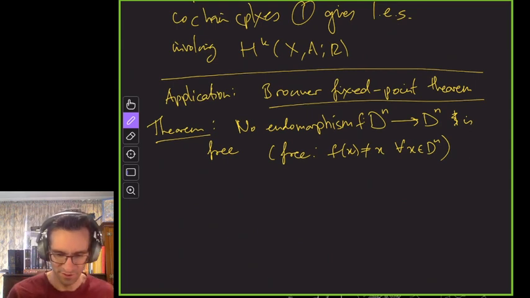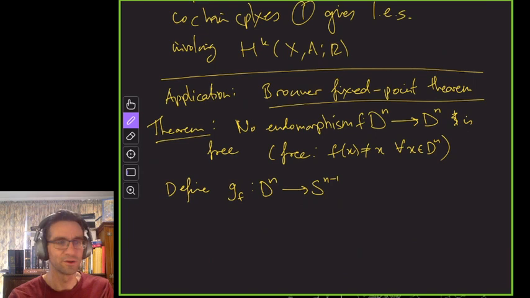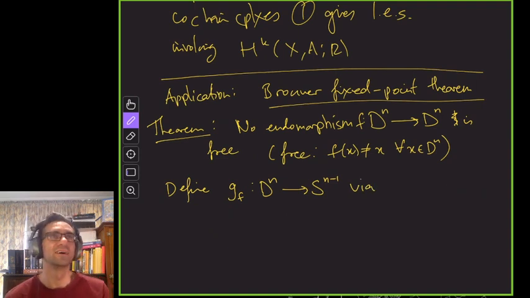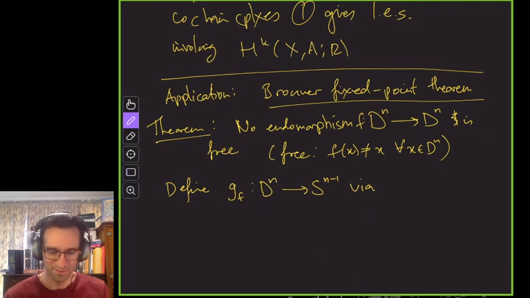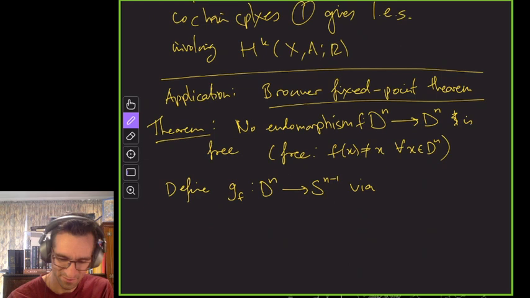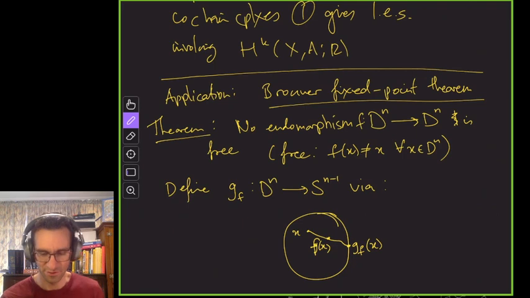Okay, so we've got f, and what we're going to do is define g sub f from the disk to the boundary. There's a picture one can draw. So you draw the picture, and then maybe you want to write down some kind of formula, and then prove it's continuous. Well, this is a good exercise in topology, but otherwise it's well defined. So if this is x, this is g of f of x: you draw a line from x to f of x, and keep going until that line hits the boundary, that's g f of x. That's a straight line.